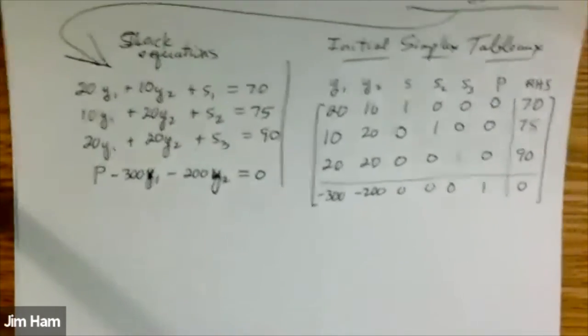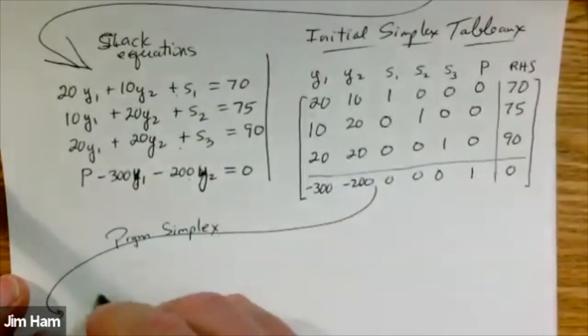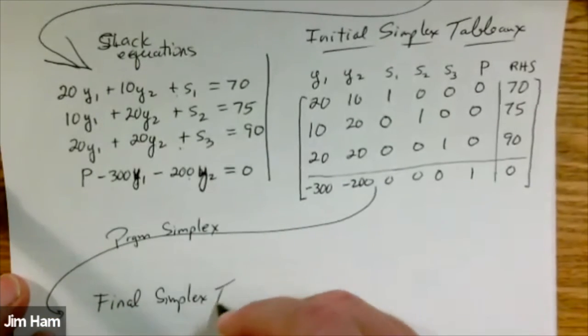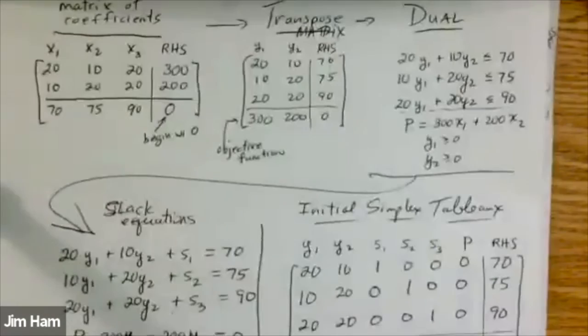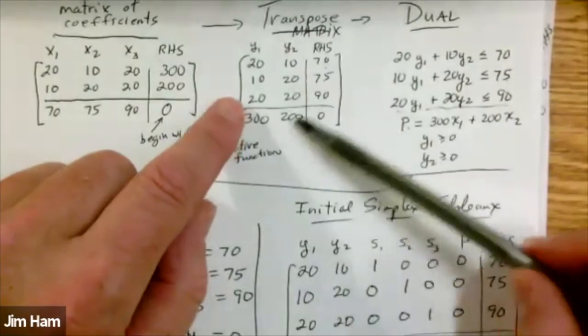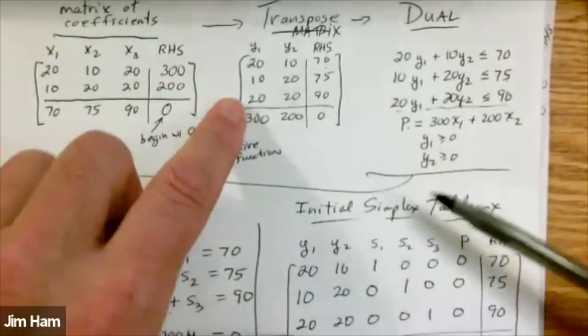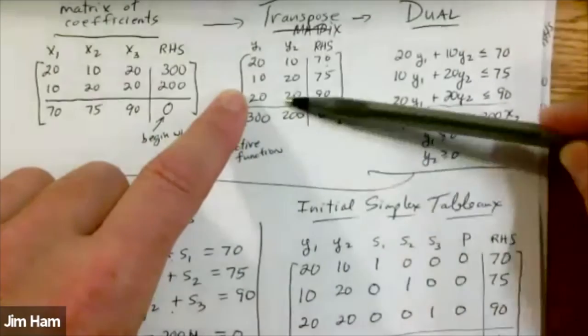Lots of steps. We're going to do program simplex, and that's going to give us the final simplex tableau. Now, do you think you can do it? Can you skip a couple of steps? Do you see these coefficients here in the transpose? Do you see how they fall into the initial simplex tableau?